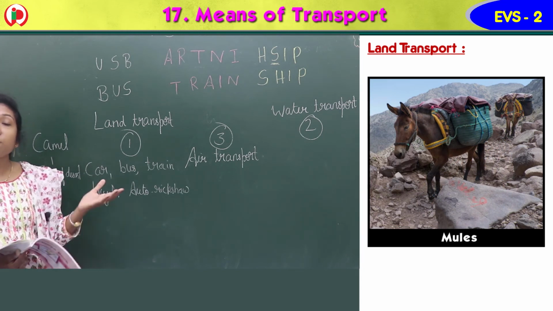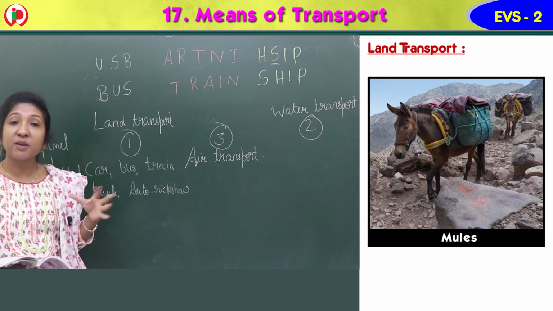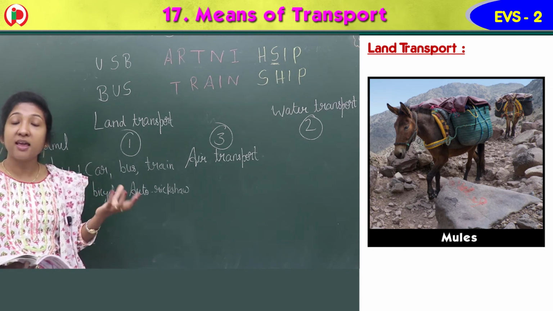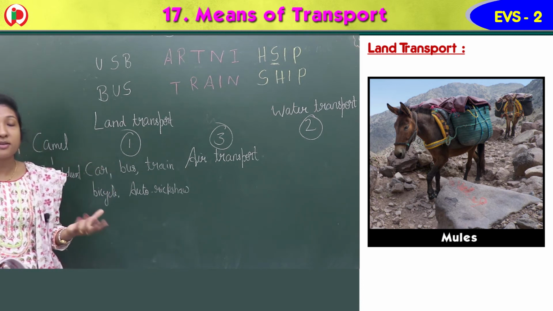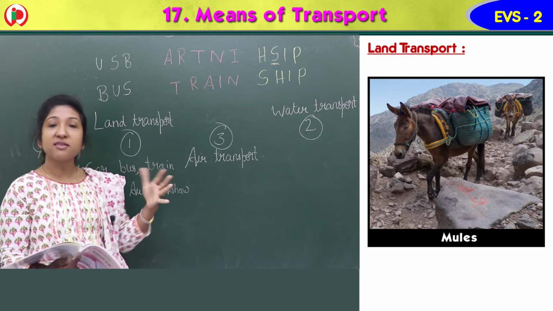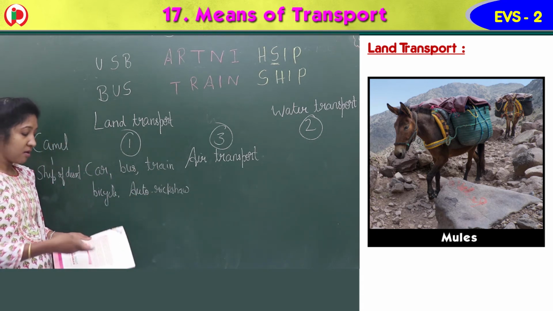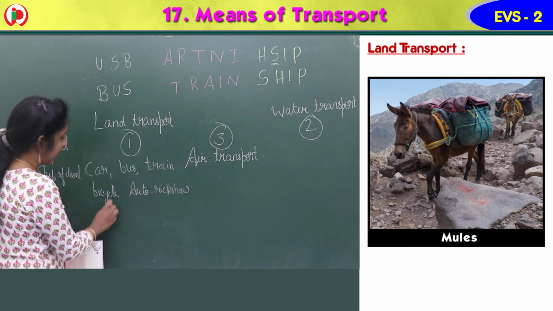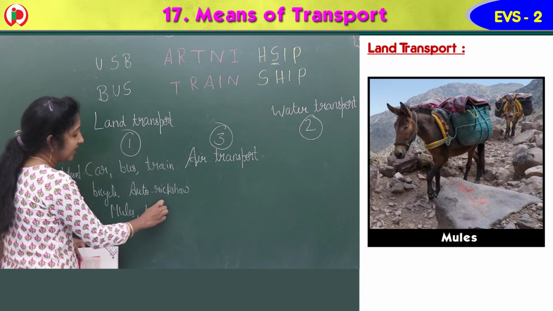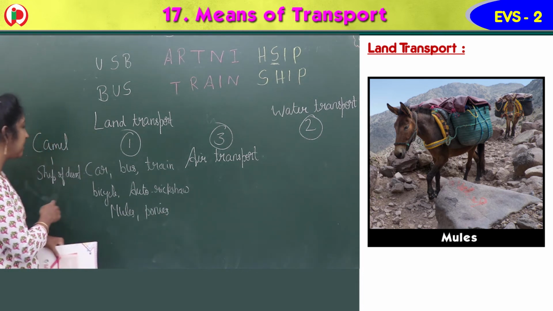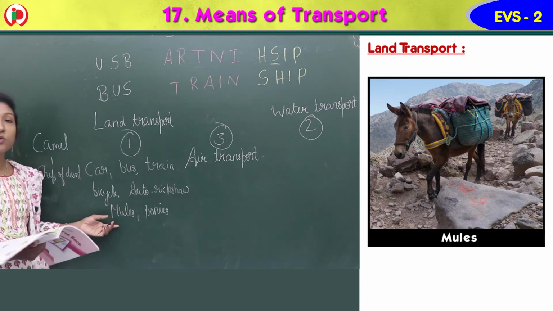You can see the image of a mule there. It's a kind of horse. Mules and ponies, a kind of horse. They use this animal to carry goods or people in hilly areas. Mules and ponies they use to travel in hilly areas. In the desert they use camel. And in hilly areas they use mules and ponies.